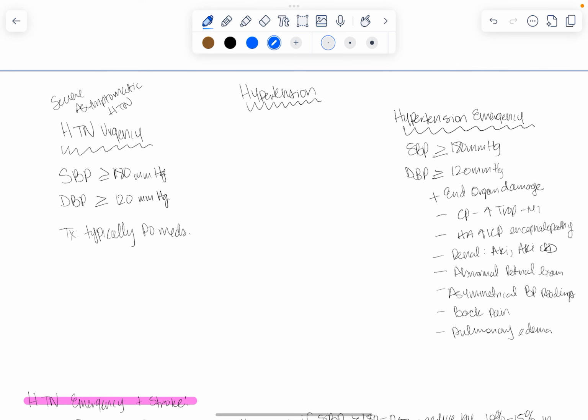All right, so today we're going to talk about hypertension, specifically hypertensive urgency and then hypertensive emergency. Okay, so first let's just quickly go over hypertensive urgency. The other name is severe asymptomatic hypertension. So what does that mean? It's when your systolic blood pressure is greater than 180 and your diastolic blood pressure is greater than 120.